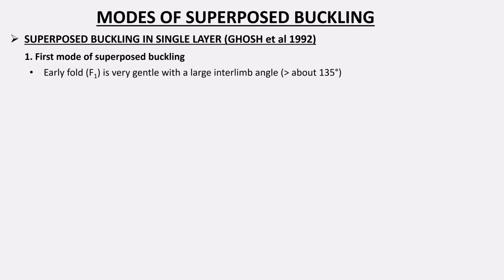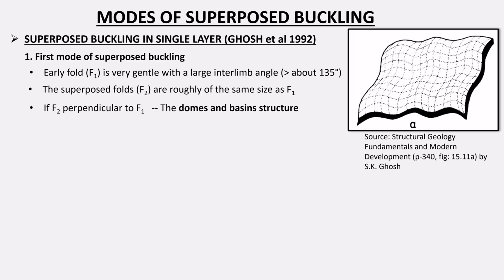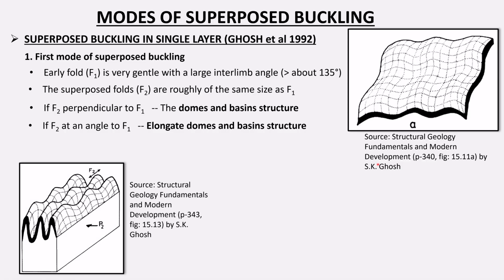It happens when the primary fold, that is F1, is very gentle with a large interlimb angle of greater than 135 degrees, and the next fold F2 is roughly of the same size as F1. If the first generation fold and the second generation fold are perpendicular to each other, they form the dome and basin structure, as you can see in this diagram. And if they are oblique, that means the first generation fold and second generation fold are at an angle to each other, they form the elongate dome and basin structure, as you can see elongated folds.